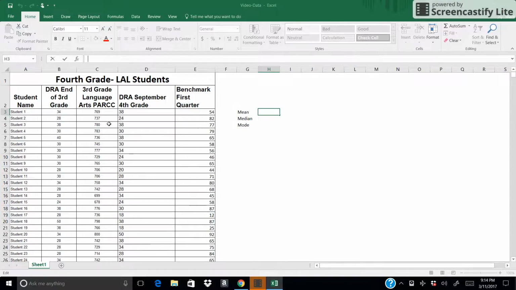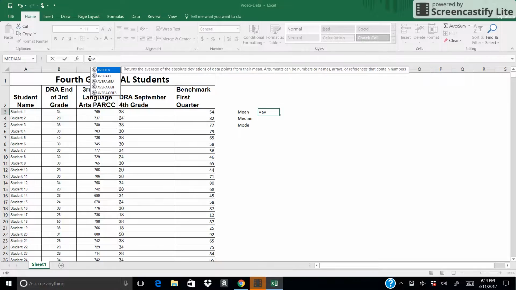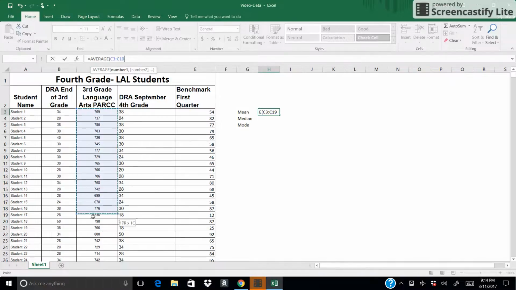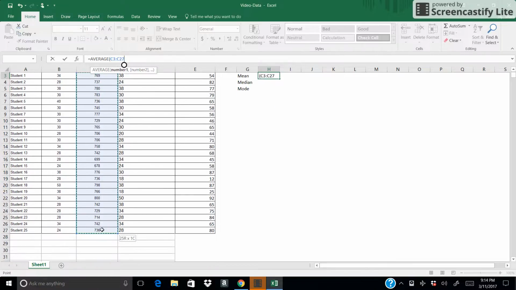If you're going to do this by hand, you would add up all of the scores and then divide them by 25. However, Excel makes it so much easier. Right up here in the function bar, you type in equals, and then the word is average. Choose average from the drop-down menu. And then you're going to highlight the cells that you're calculating. And then you're going to close the parentheses and hit enter.